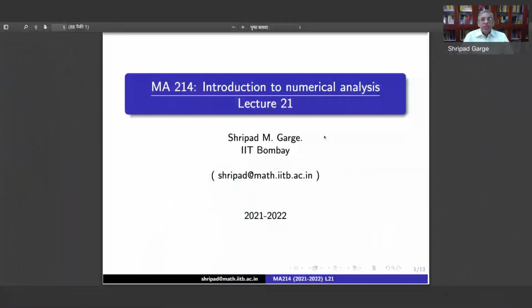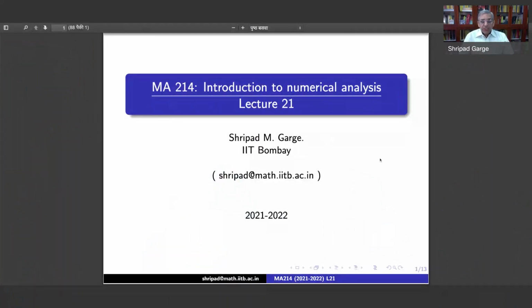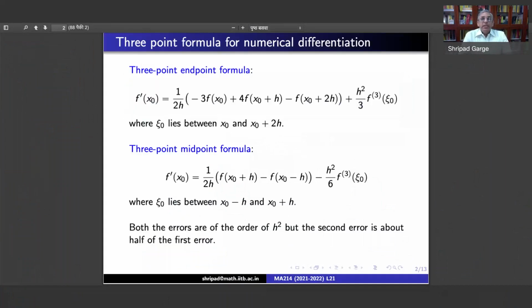Hi there, welcome back. We are studying numerical differentiation, and in the previous lecture, we had discussed the 3-point midpoint formula for computing the numerical derivatives and also the 3-point endpoint formula. So, let's take a look at those formulae once again.